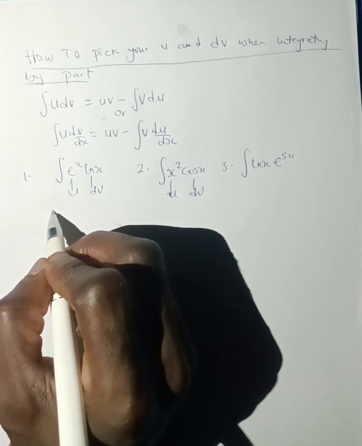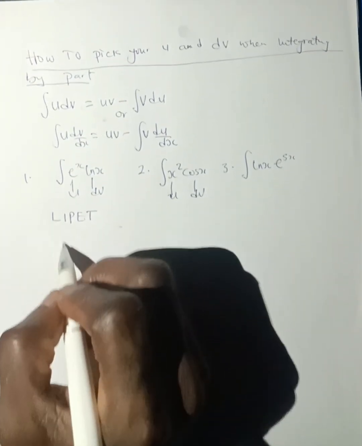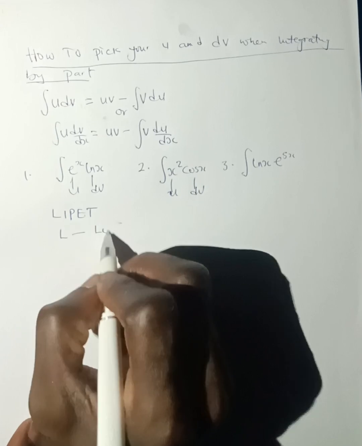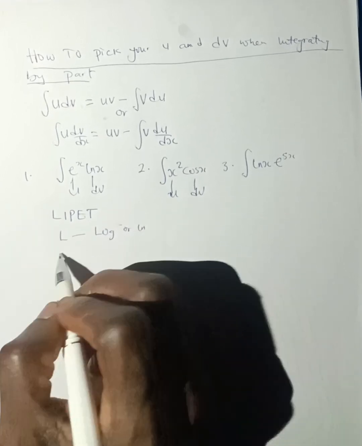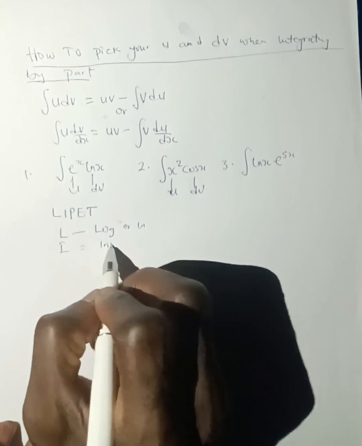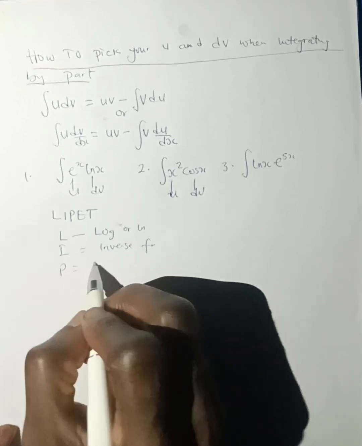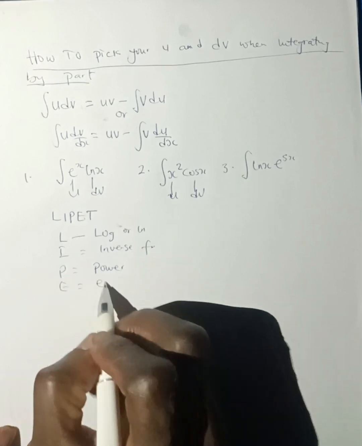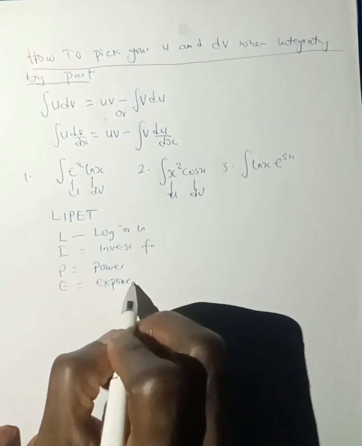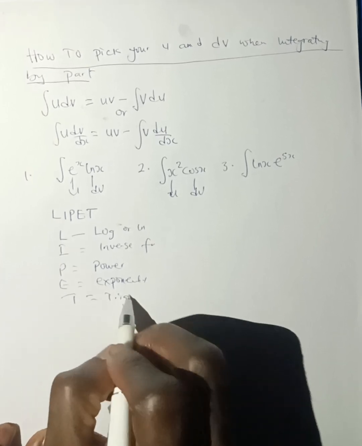Now we make use of what I call little pet. So what's the idea behind this little pet? L for logarithm or ln. Ln means natural logarithm. I for inverse function, and then we have P for power, that's exponent, E for exponential, and then T for trigonometry.